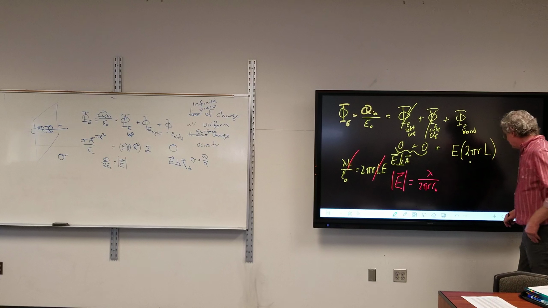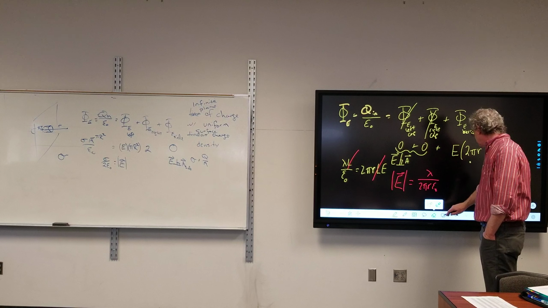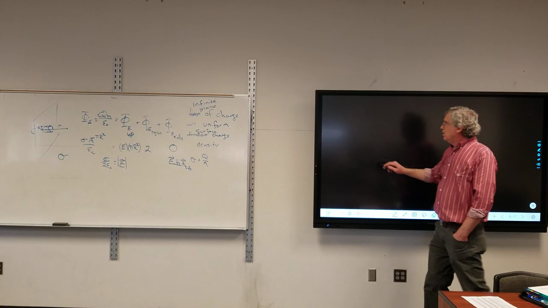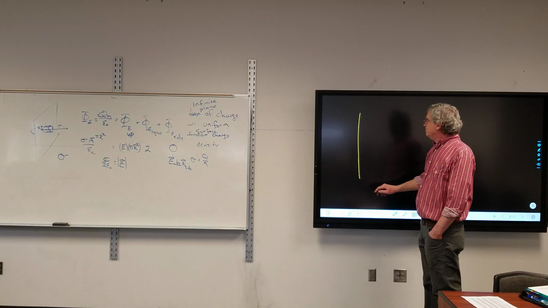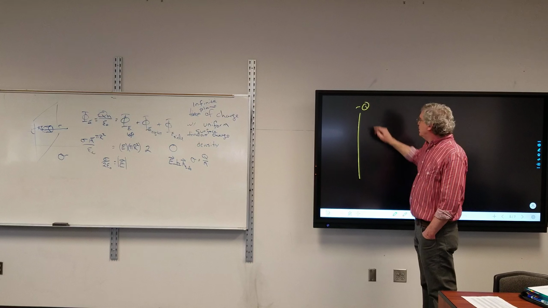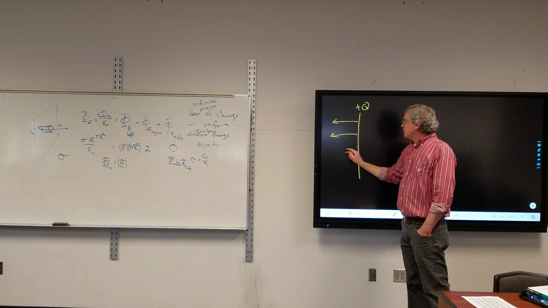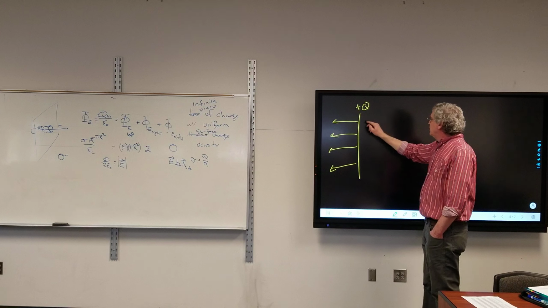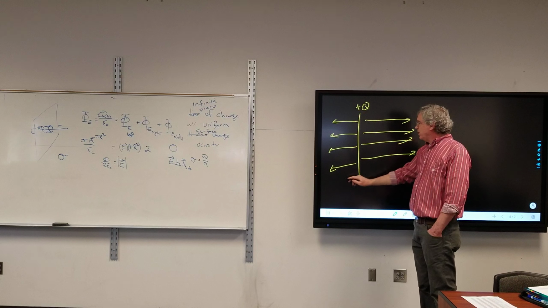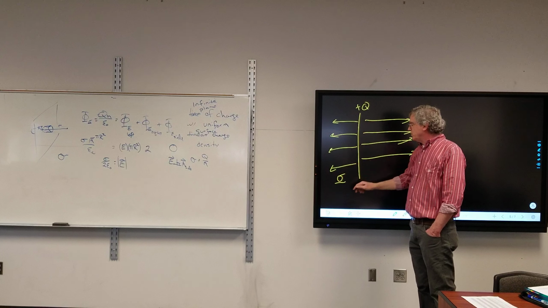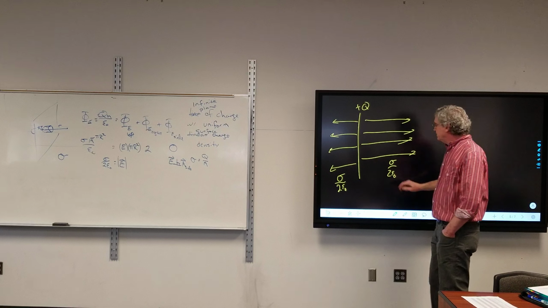Therefore, if I have an infinite plane of charge here, let's say positive Q, I know that I have an electric field that's moving away from it. And the magnitude of the electric field is sigma, whatever that surface charge density is, divided by 2 epsilon sub 0. And over here, sigma over 2 epsilon sub 0.